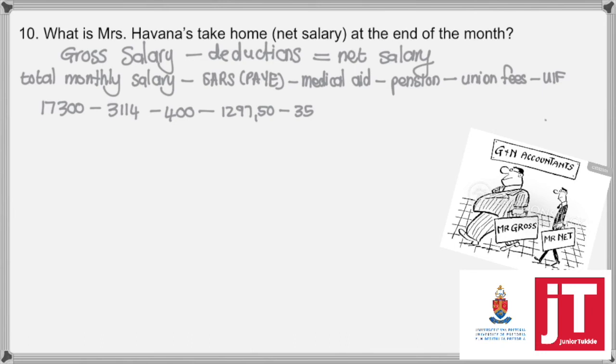UIF is a compulsory deduction, but they didn't tell us how much it is. However, you should know or study that UIF is always 1% of the monthly salary. That's the general rule as it stands in South Africa at the moment. So you have to take off 173 Rand. How to get that? That is the 1% of 17,300 Rand. So she gets to take home 12,280 Rand 50 cents in cash, and that will be paid into her account at the end of each month.